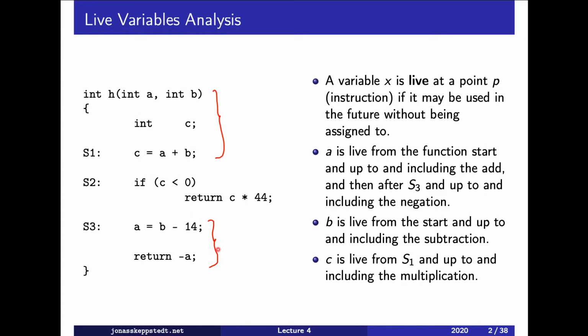These are two different values. This value is not live since it will be overwritten before being used. I mean, it's not used any longer. Okay, so how can we find this? Actually, we start with the use and go backwards until we come to a definition.